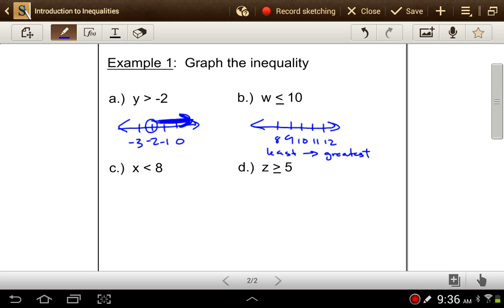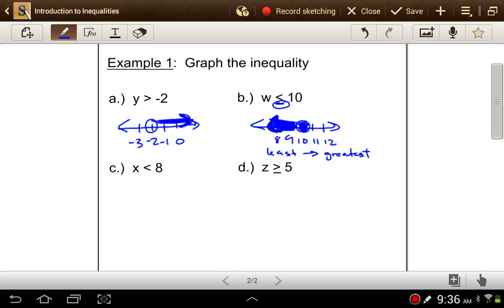I'm going to fill in 10. Circle it. I'm going to fill it in because I have the equal to bar. And then I want to shade in the numbers less than 10. 8 and 9 are less than 10, so I want to shade in these numbers because they're less than 10. Put an arrowhead on there because that continues beyond what I've drawn.